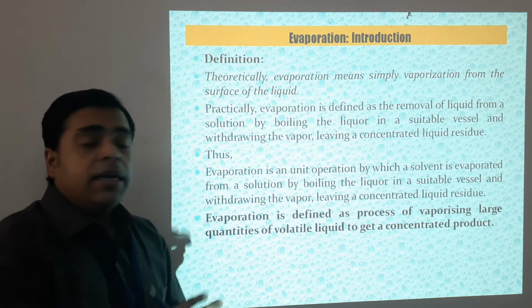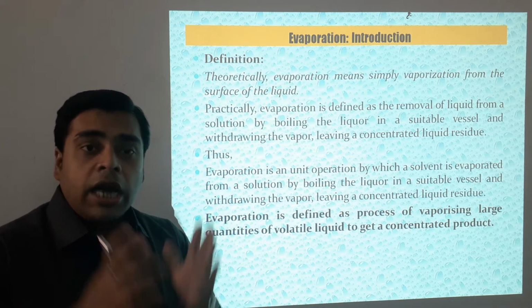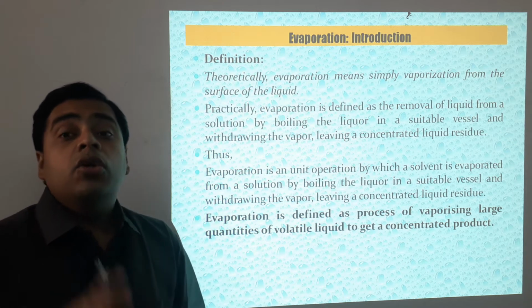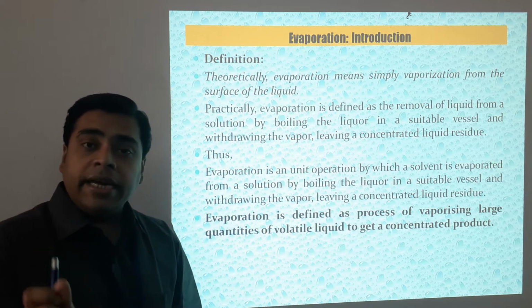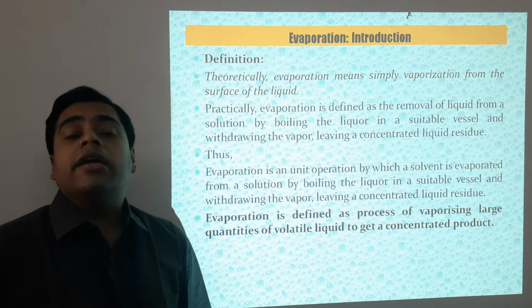So evaporation is the process of vaporizing a large quantity of volatile, or sometimes also non-volatile, liquids to get a concentrated product. That is the product which we get. Here we get a concentrated product, and in terms of drying we get a dry product.